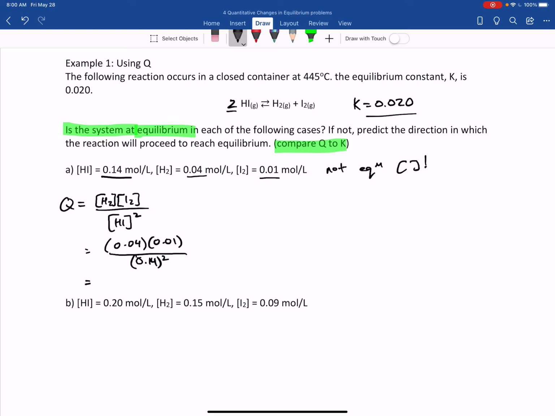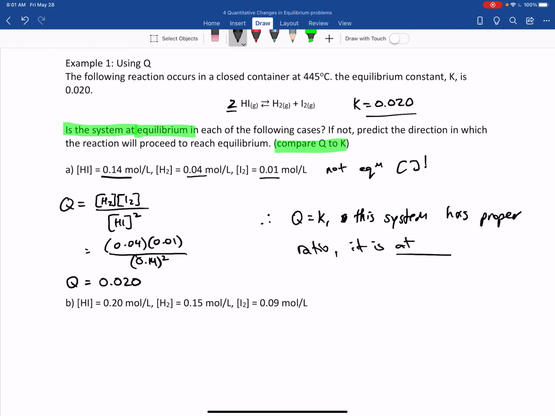Okay, and when we evaluate that value, punch it in, go through it slowly, we'll find that Q is equal to 0.02. So what does that mean? Well, if we compare Q to K, they are equal. So we can say this system has the correct ratio and is at equilibrium. We'll just write that there. All right, and proper ratio means that we won't see any more changes.